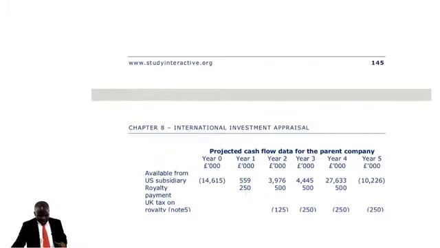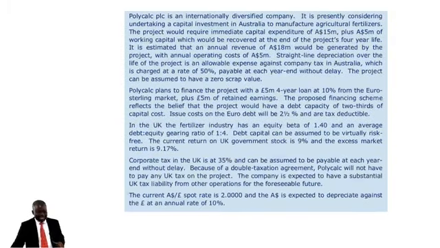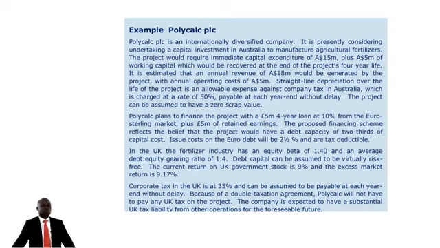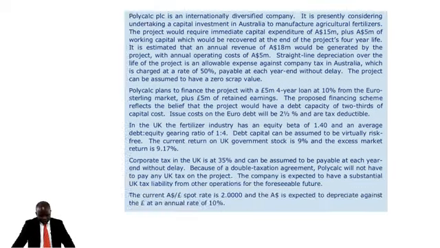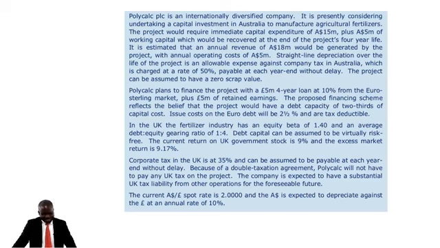Okay, now there's a question in here called Polycarp PLC. This is a very old question and it's in relation to APV. The unfortunate bit is that there's an aspect called debt capacity in this question, which is not examined this time. So you can try it, but don't bother yourself with the debt capacity.